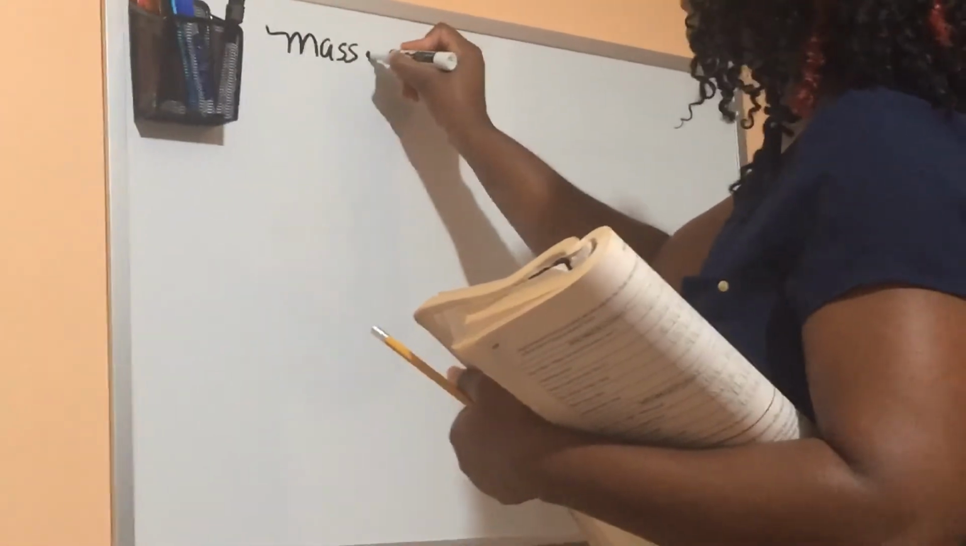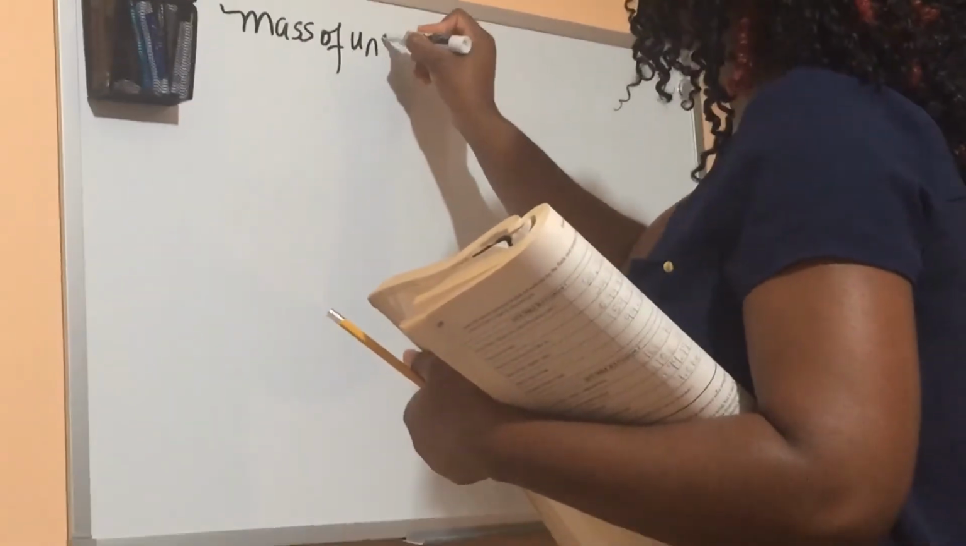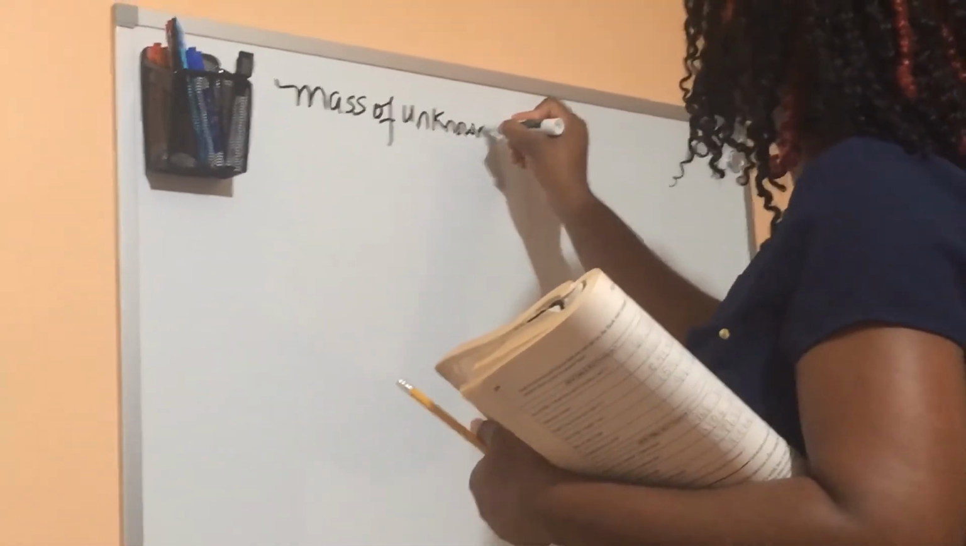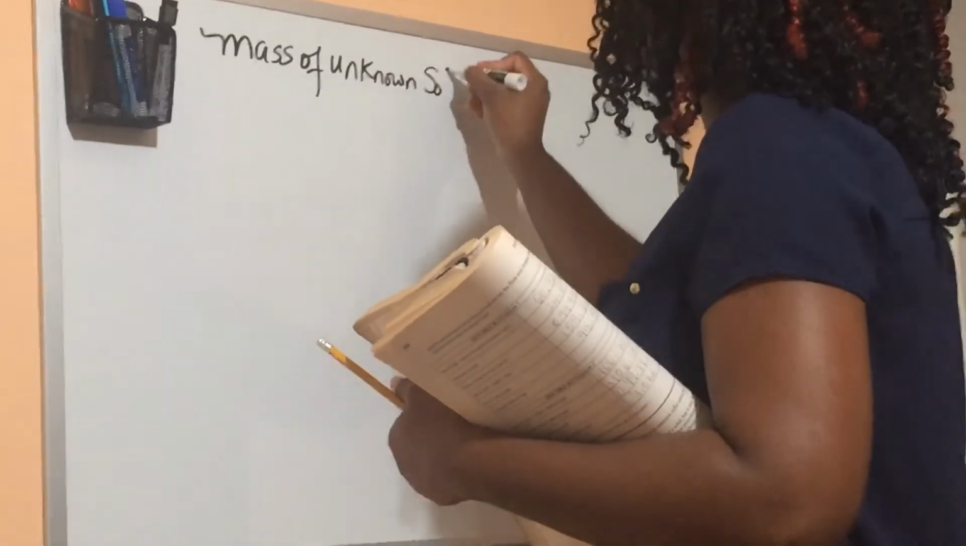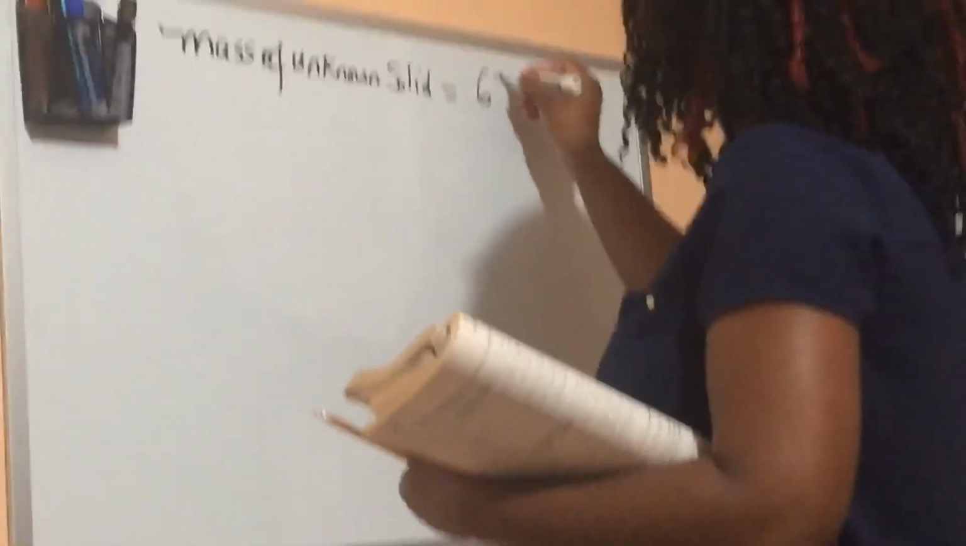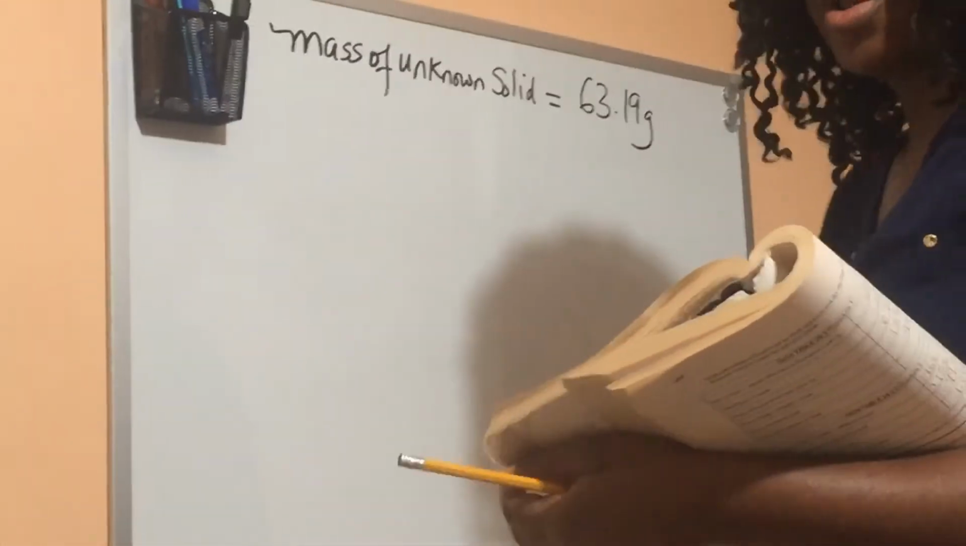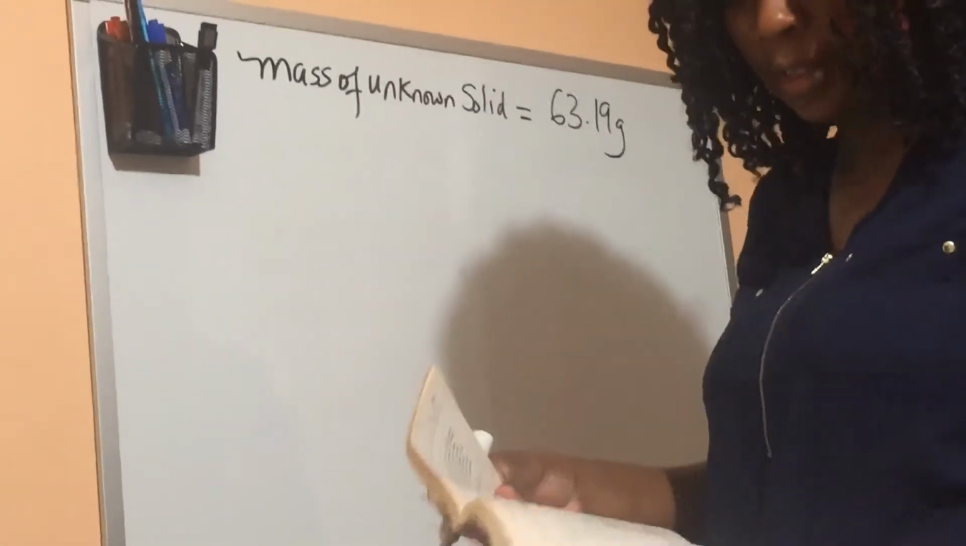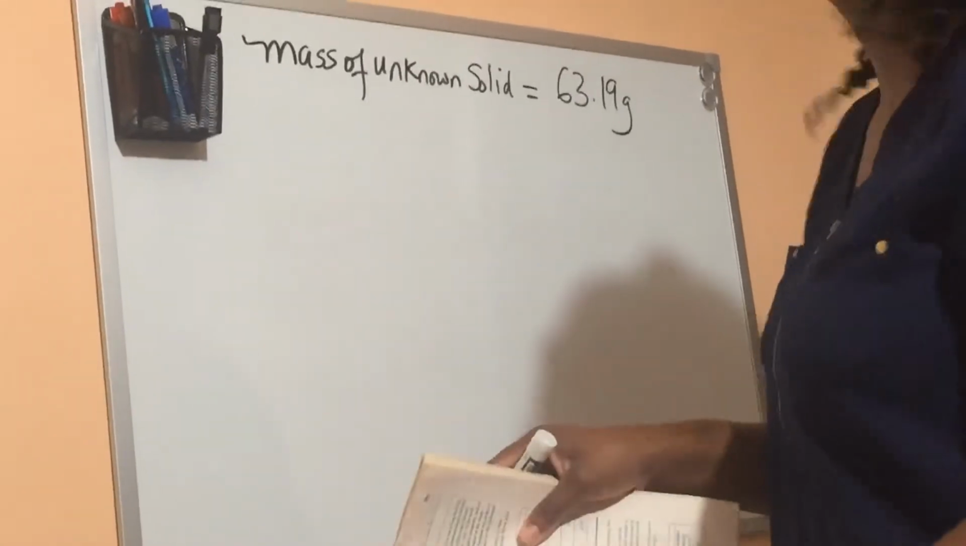Now we're going to find the density of the unknown solid using the direct method. So we have the mass of the unknown solid, and that's equal to 63.19 grams. And we are going to find the volume of the cylinder using the direct method.